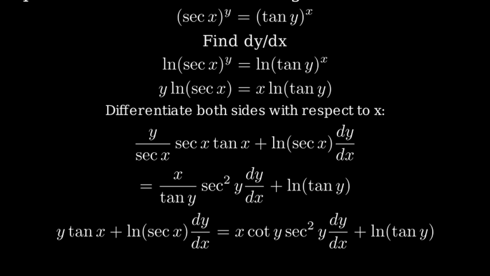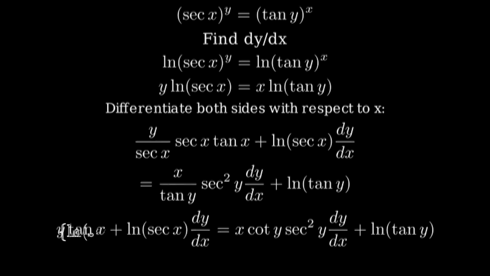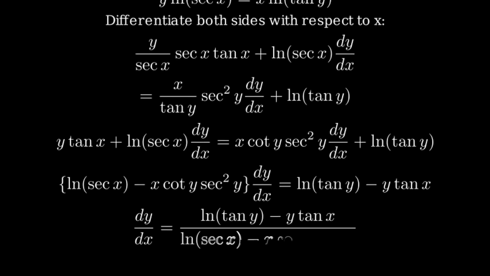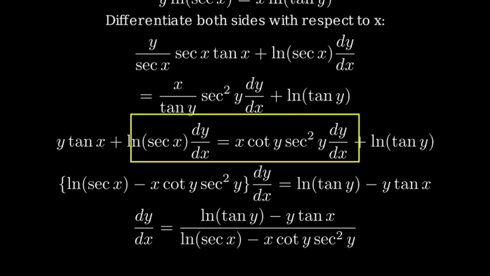Now let's group all terms with dy/dx on the left side and all other terms on the right side. We get ln secant x minus x cotangent y secant squared y, times dy/dx equals ln tangent y minus y tangent x. Finally, we can solve for dy/dx. We divide both sides by the coefficient of dy/dx to get our final answer.